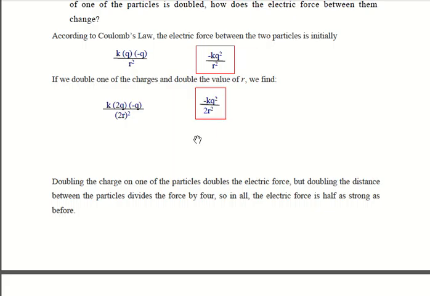So we made all those changes. We doubled the charge of one of the particles and doubled the distance. So our overall force is actually divided by half. In reality, we're dividing the force by 4 by doubling the distance, since it's squared in the bottom. So overall, electric force is half as strong as before. The only thing different between these is the 2 there in the denominator.